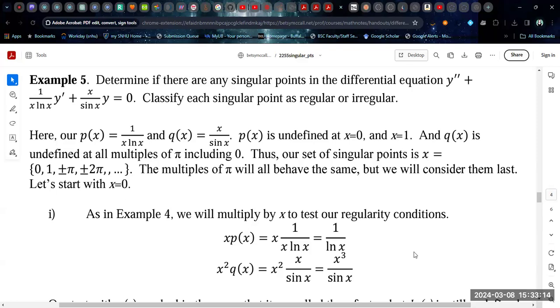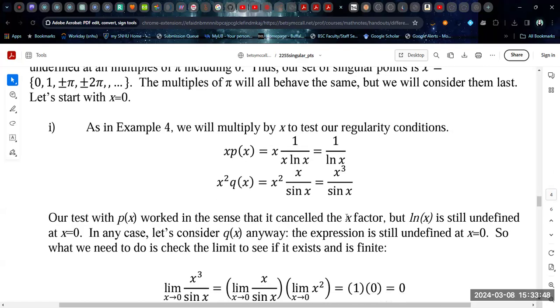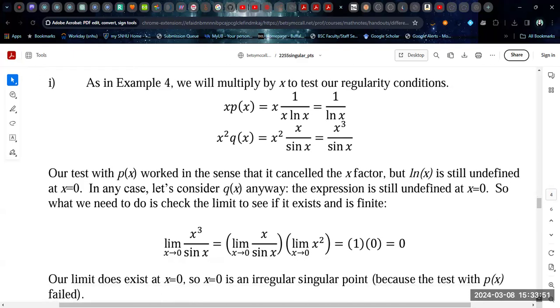So when x is equal to 0, we're going to multiply by x minus 0, which is just x, and x squared for the q function. In the p of x case, x and x are going to cancel. We take the limit as x goes to 0, and we get infinity. In this case, when we get x cubed over sine x, then we take the limit. We can simplify this a little bit using a special derivative and a special limit, and we will get 0, or L'Hopital's rule. We will get 0.